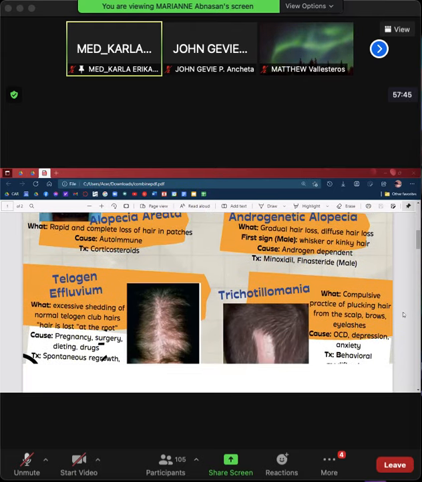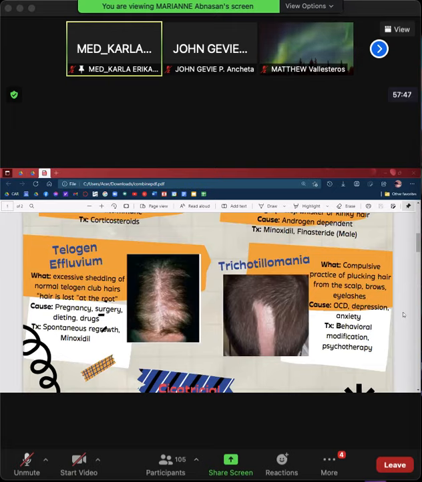The next one is the telogen effluvium. This is the excessive shedding of normal telogen club hairs, or as they say, the hair is lost at the root. The causes are pregnancy or parturition, surgery, dieting or crash diets, and certain drugs. The treatment: usually in telogen effluvium the hairs would regrow spontaneously. However, in some cases, minoxidil can be given to these patients.